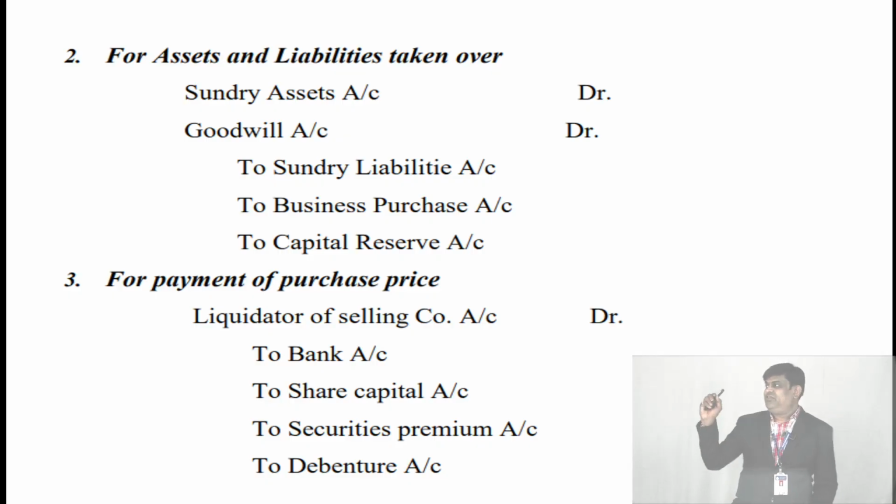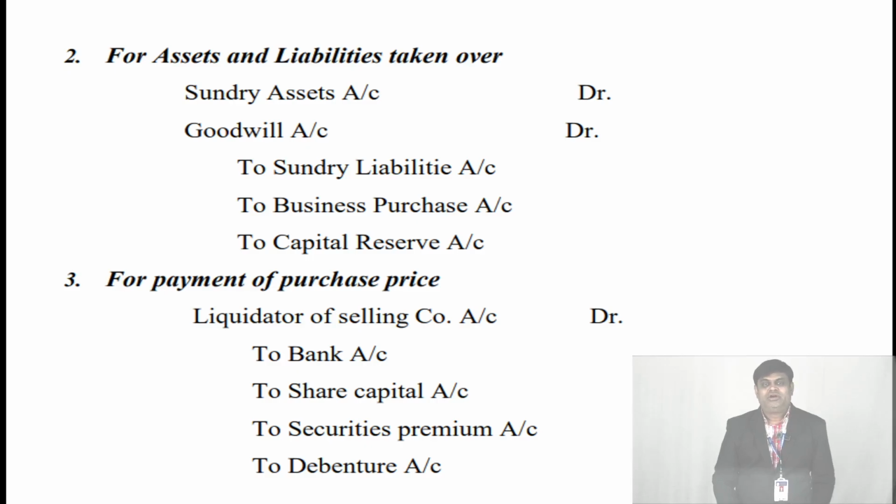You can see in the entry, if we are giving a certain portion of the purchase consideration by check, then we will credit the bank account. Then, if we are issuing shares, the share capital account will be credited. If shares are issued with premium, then the securities premium account will be credited. If part payment is through check, part in the form of shares along with premium, and if debentures are also issued to the shareholders of the vendor company, then in this entry the debenture account will also be credited.